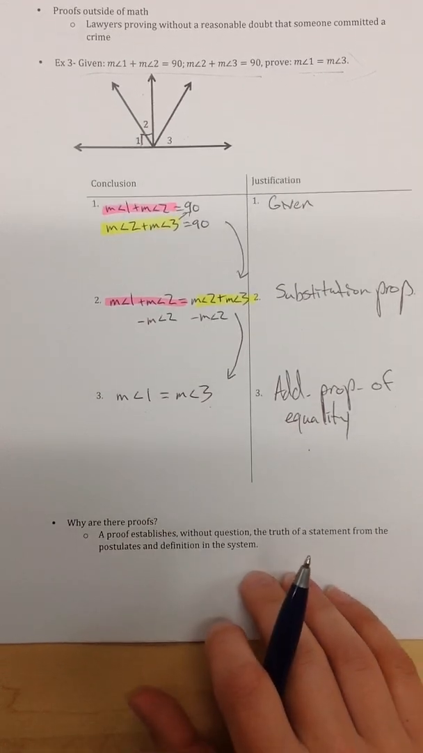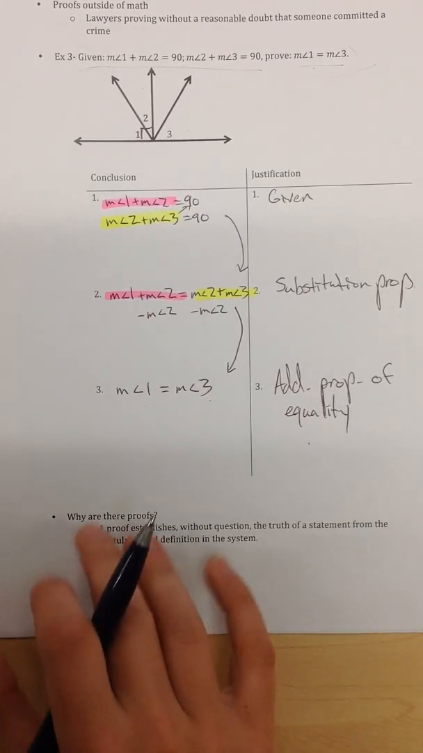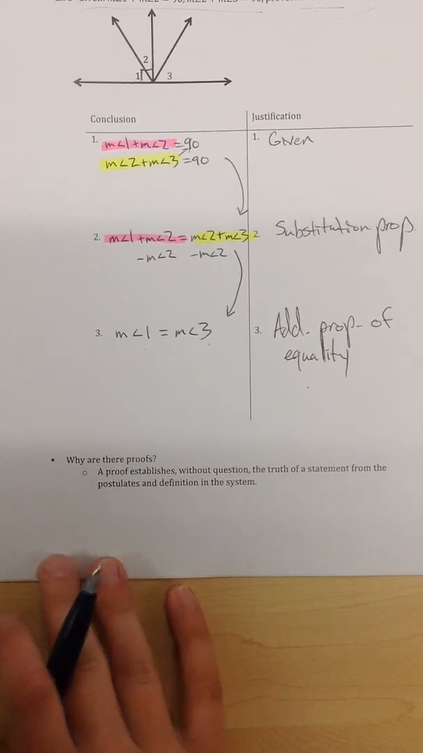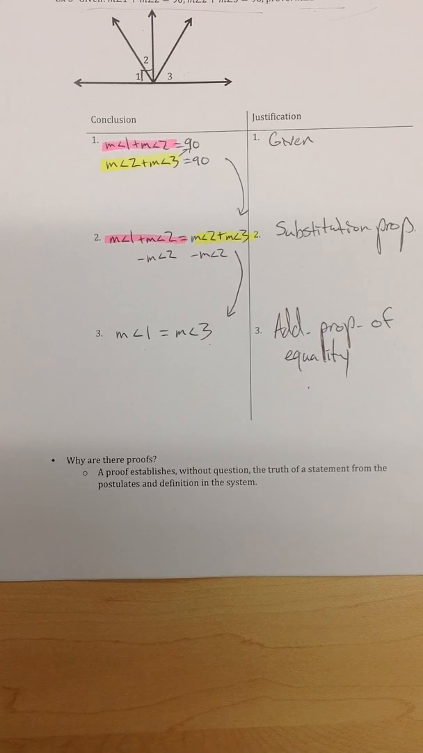Okay, so the last thing here, you're thinking, okay, why the heck are we even doing this? Why are we doing proofs? The reason the book gives for why we have to do this is a proof establishes, without question, the truth of a statement from the postulates and definitions in the system. So basically, we are just proving for a fact that the answers we get are coming out how they should based on mathematics, okay?